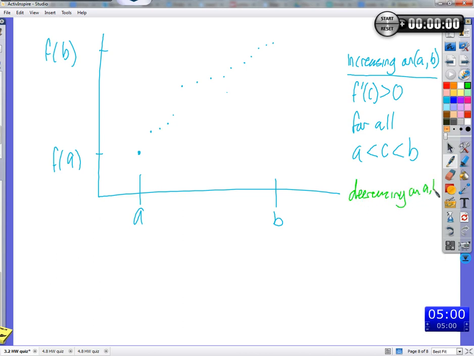Decreasing on a to b means that f prime of c is less than zero for all. Actually, there's a symbol that means for all. Do you want to learn it? Of course you do. Here it is. Upside down capital A. For all c between a and b.